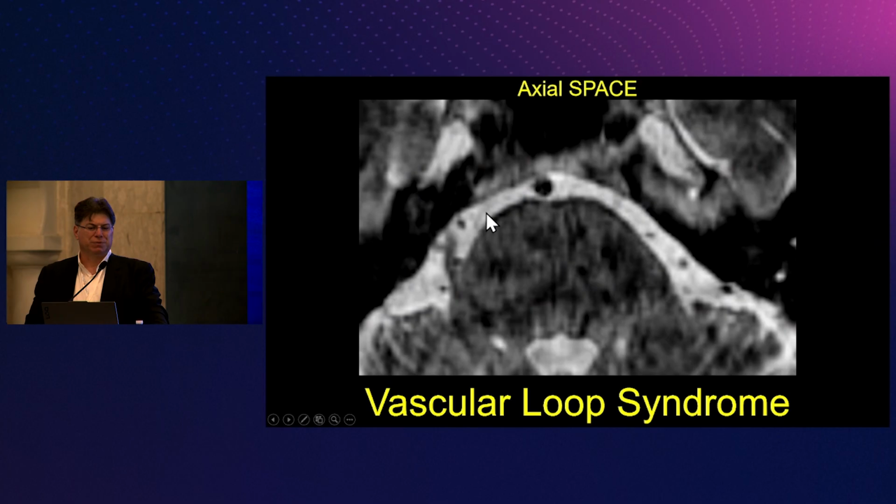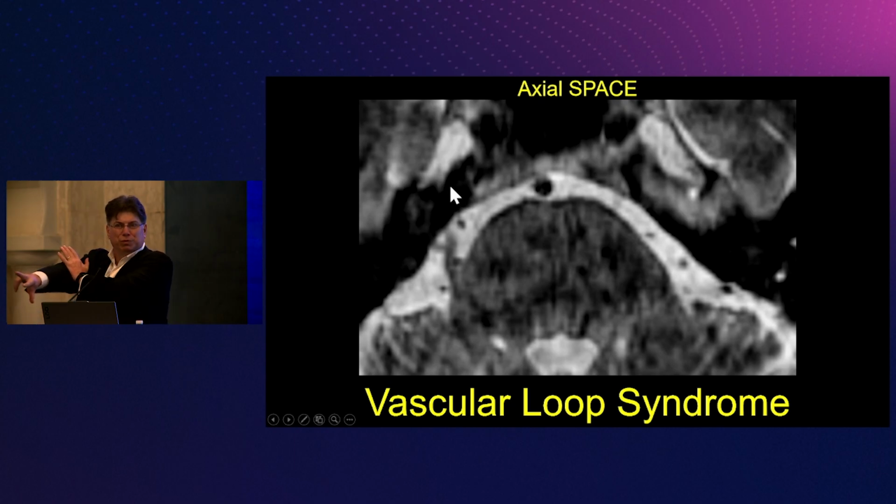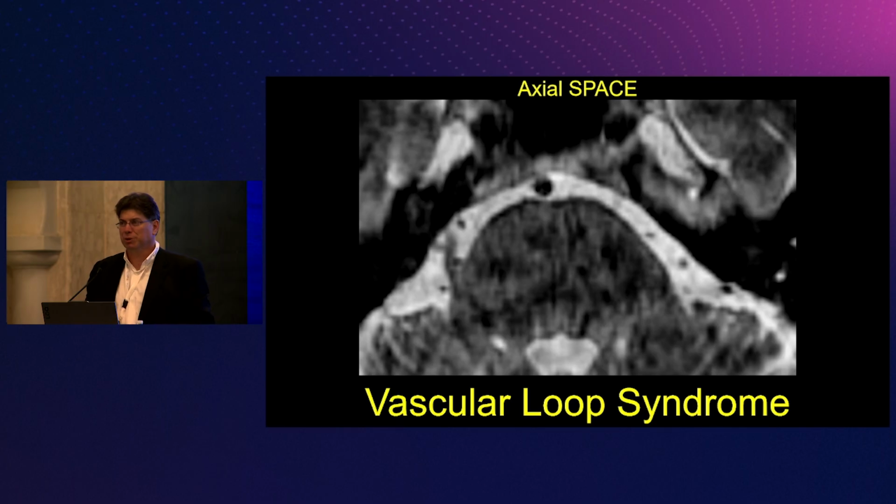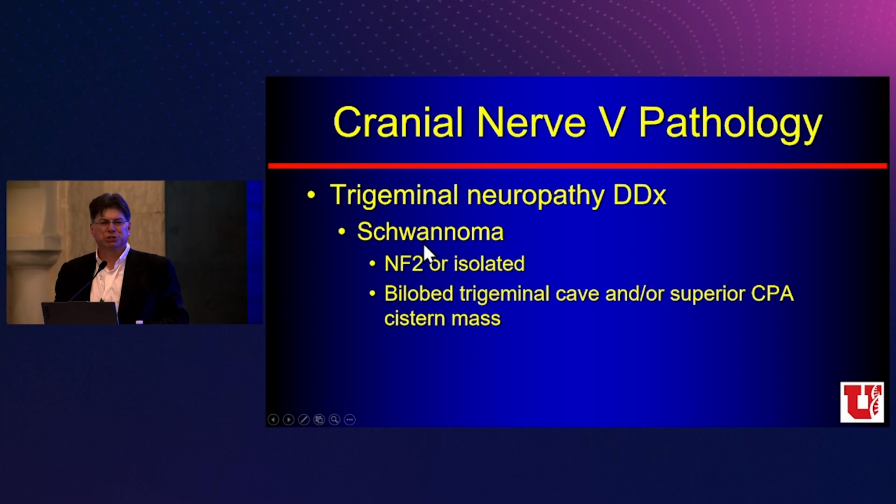So at a CSF thin bright sequence, if you have a blood vessel that is significantly pushing that nerve out of the way, especially if the nerve may atrophy over time, that's a great case for a vascular loop syndrome. And we might see denervation changes of the muscles of mastication depending on which branch of V3 we're affecting at that level. So next we have schwannoma.